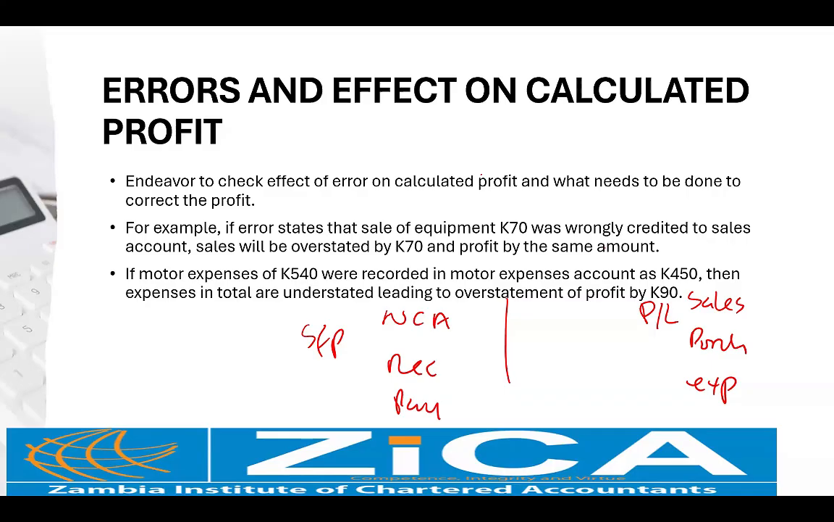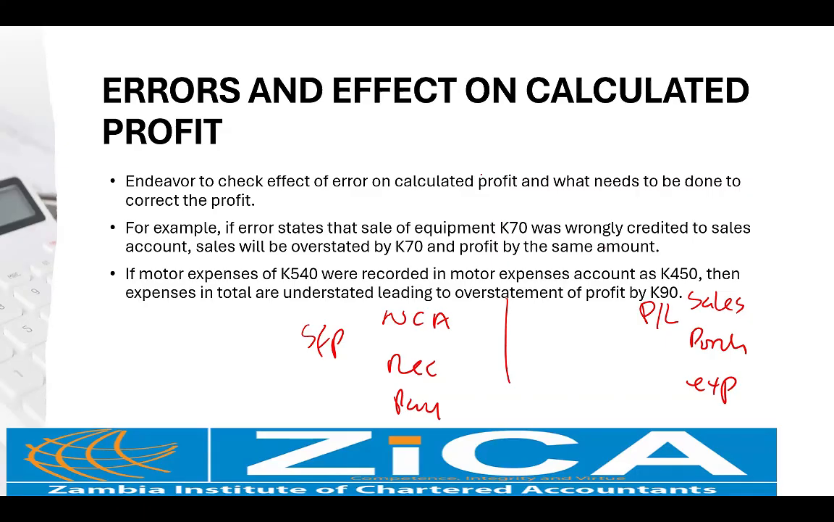So let's say you are told receivables were understated. They are supposed to be 500, but recorded as maybe 400. That will have no effect on the profit calculated. But where you are told the sales account was understated, it means the profit will be understated. To correct, you add the understated amount. If you are told purchases were overstated, it means the profit will be understated. For that, you need to add the understated amount to the profit to make a correction.